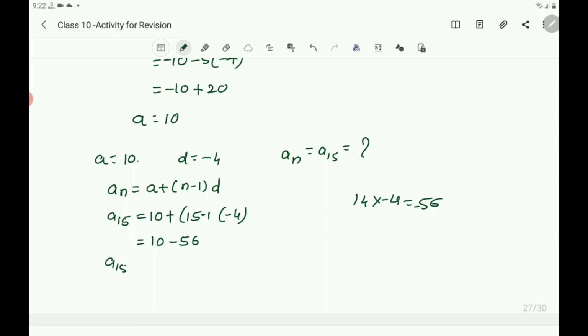So A15 equals 10 minus 56. It must be minus 56 plus 10. So we have to subtract as they are having different sign. We have to subtract 10 from 56. You will get 46. But the greater number is 56, which is having negative sign, so you must put the negative sign for the difference. So which is the 15th term? 15th term is minus 46. So you write 15th term is minus 46.